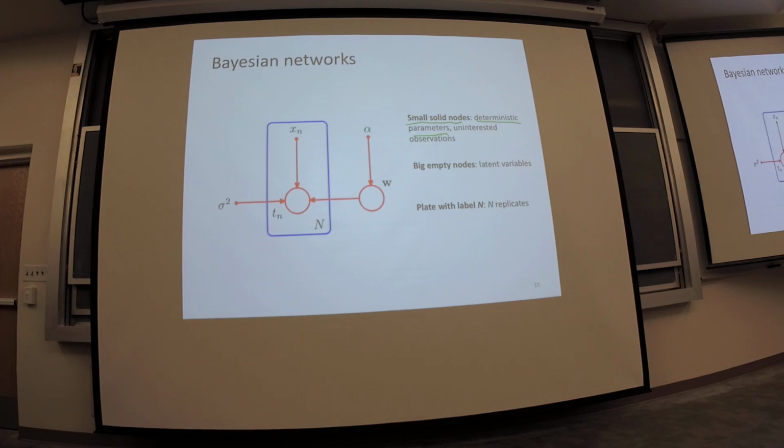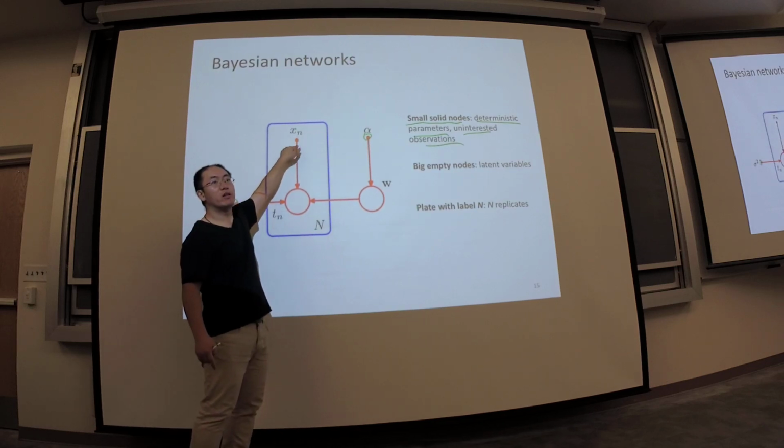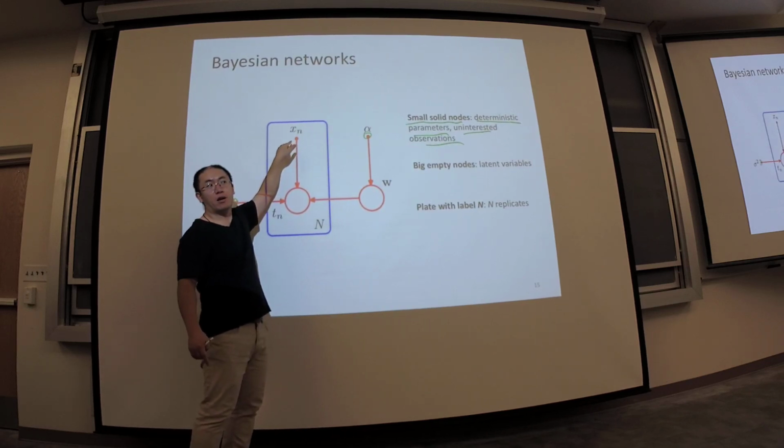The alpha and the sigma squared, right? Because we want to have some point estimation, that would be sufficient. So we draw alpha and the sigma squared as small solid nodes. And also, for some observations that we are not interested in modeling, we can also draw them as small solid nodes. That's where each input feature Xn is represented.